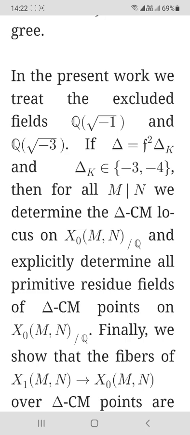If delta is equal to f squared delta K, and delta K belongs to {-3, -4}, then for all m dividing n, we determine the delta CM locus on S0(m,n) over Q, and explicitly determine all primitive residual fields of delta CM points on S0(m,n) over Q.